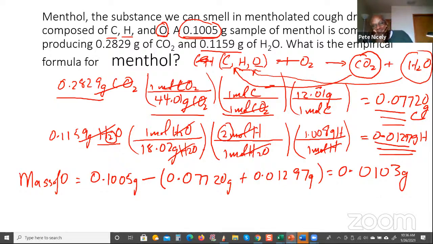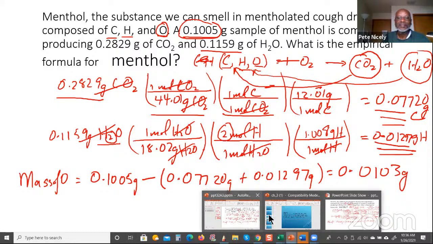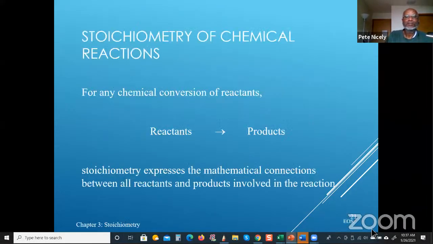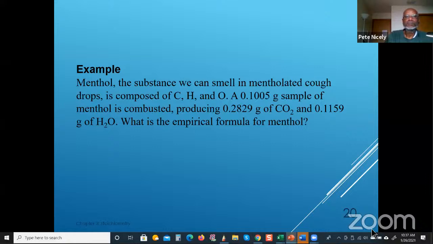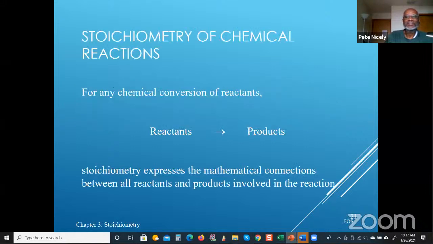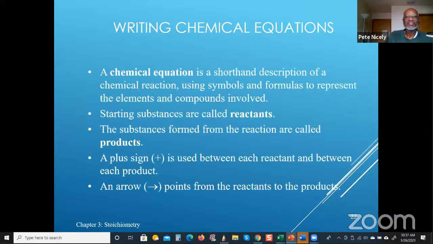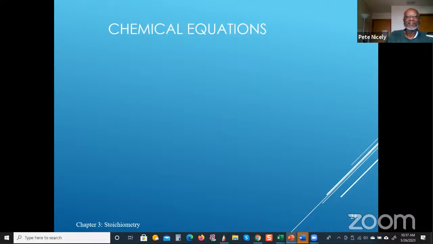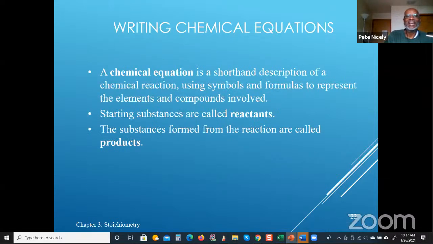Okay, any questions about this particular example? Any questions? Okay. What's next? I thought there was another example. Hold on, let me check something here. Okay, I thought there was another example.